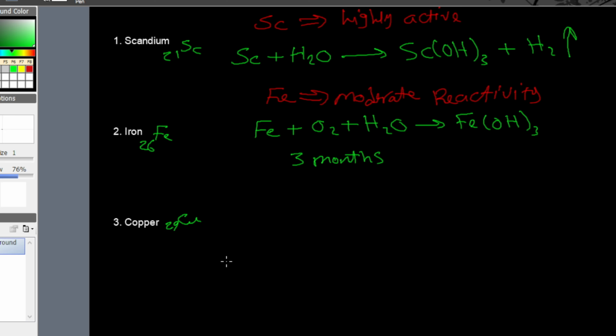However, copper has a limited reactivity. So, for example, if copper is put to react with water, there is actually no reaction, right? Why? Because copper, as we can see, is also at the bottom. Copper is below hydrogen in the electromotive series, right?